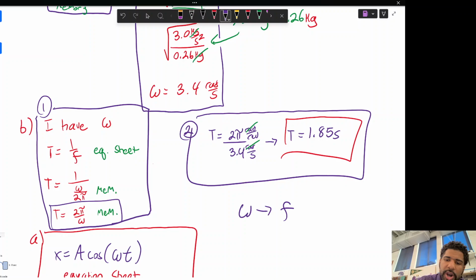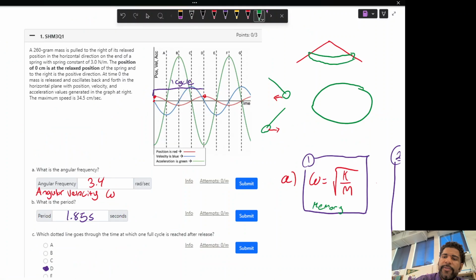Now, which dotted line goes through the time where one full cycle has been reached? Well, it's when we go from one extreme back to the original extreme, right? Because there are two extremes that we could be going through. We have the extreme that's going over here, and the extreme that's going over here, but we are not worried about that one. We're going to go back around the full circle, because remember, this whole thing can be represented not just as half a circle, but a full circle. That's one cycle. D.